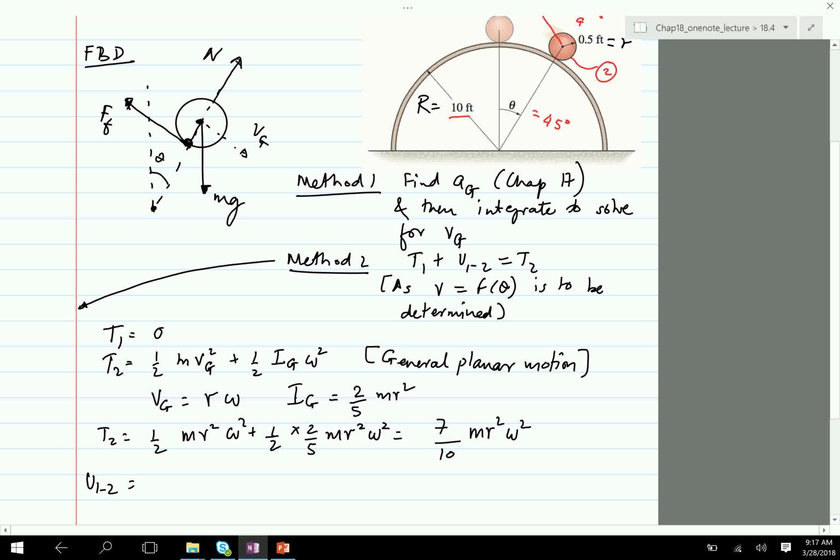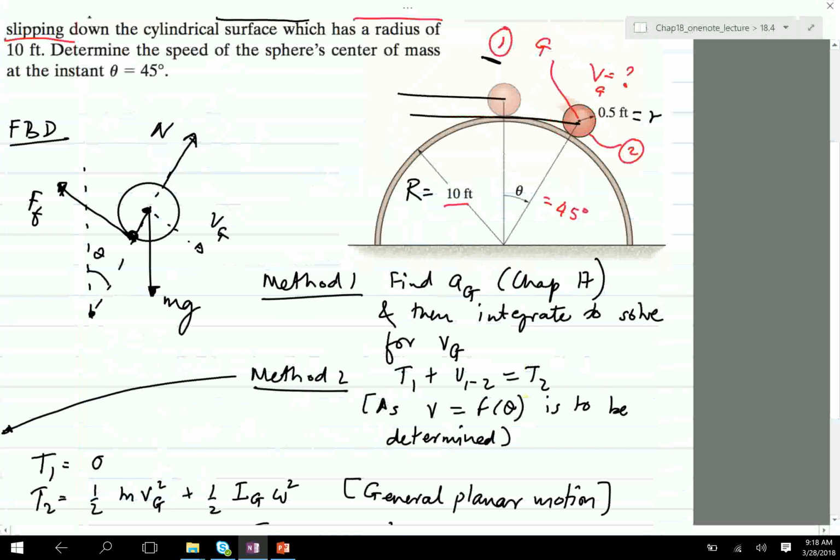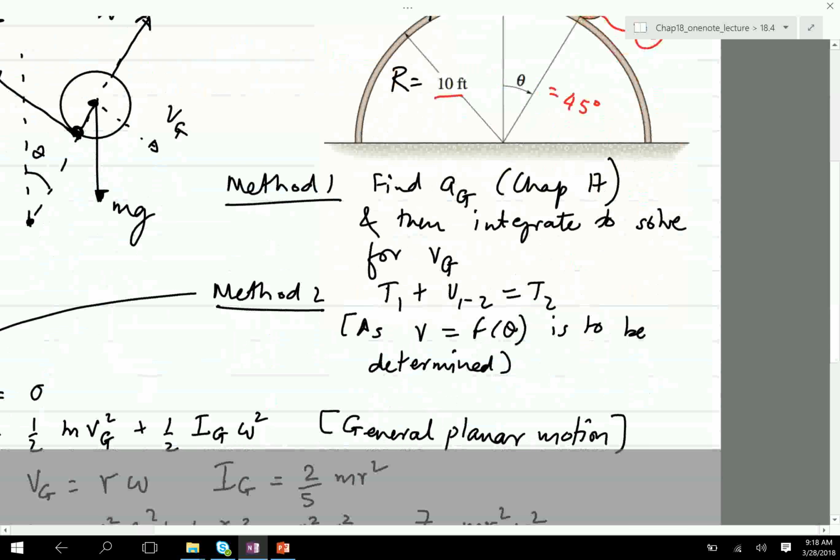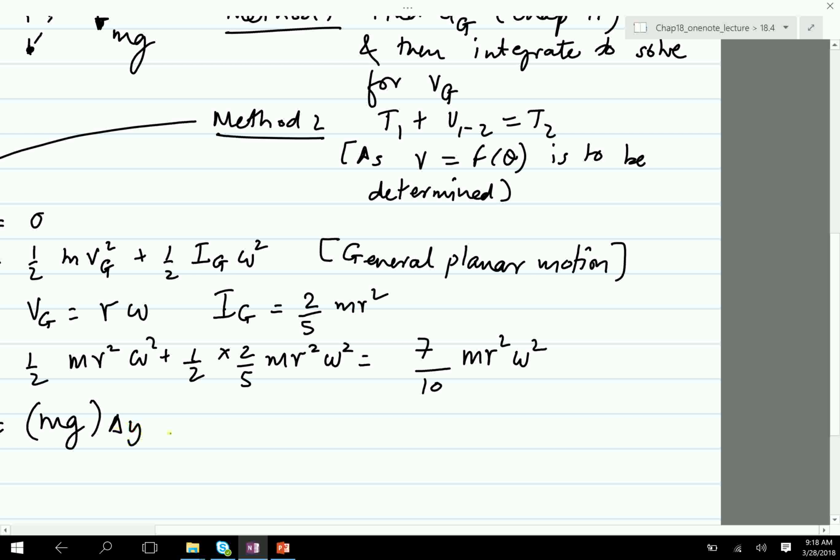So again going to be 0, because that point which is in contact does not slip. So when the point doesn't slip, the displacement can be taken to be 0, and so the work done is 0. The only work done here is due to mg. Mg times the distance moved. So mg acts downwards, and the displacement, let's call that delta y. That is also downwards. So mg times delta y.